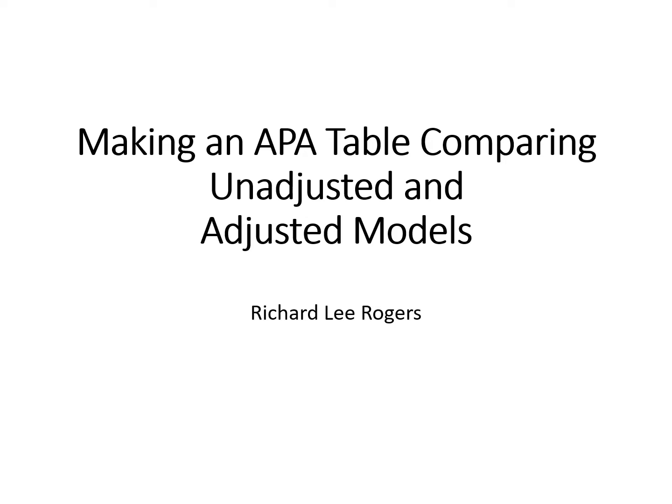Unadjusted means bivariate. So for example, I can have simple OLS regressions, one for each of the variables, independent or control variables in my model. So I can combine all of those in a single column, and then I can have a different column for my adjusted models.